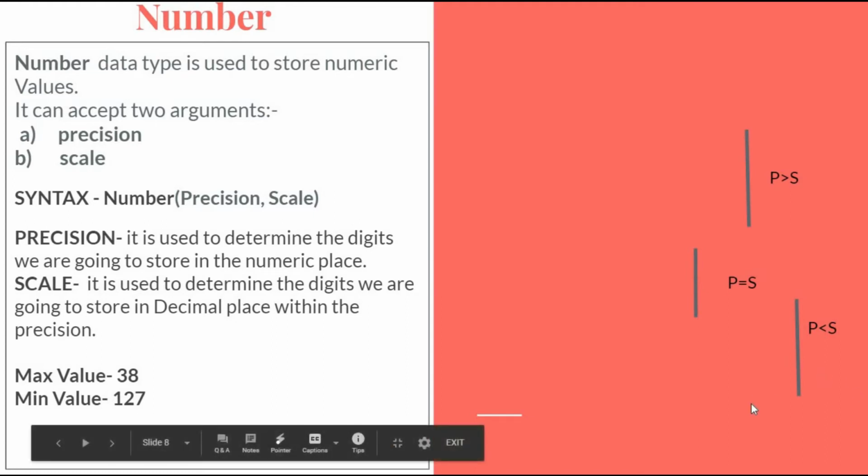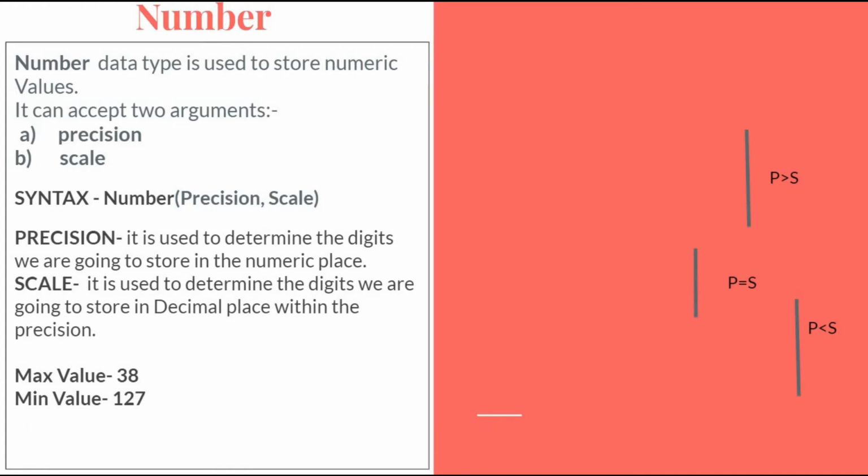Now what is precision? It is used to determine the digits we are going to store in numeric places. Precision only determines the numeric places, whereas scale is used to determine the number of digits we are going to store in decimal places within the precision.